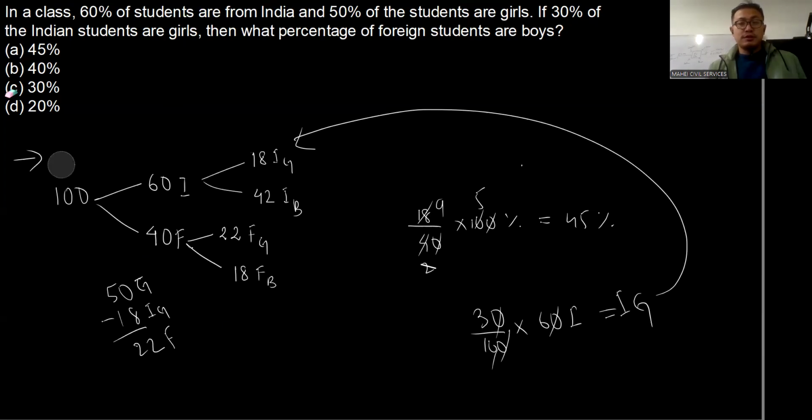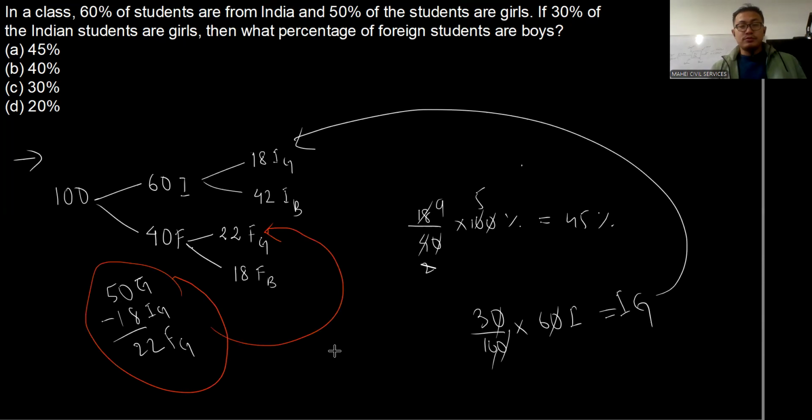So 22 are the foreign girls. Out of the 40 students from foreign, 22 are girls, the remaining is 40 minus 22, which is 18 boys. What percentage of foreign students are boys? The boys are 18, total foreign students 40, so 18 by 40 into 100%, which is 45%.